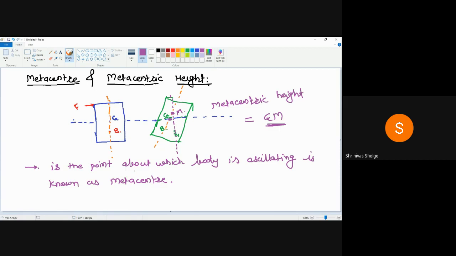Are you clear about this metacenter and the metacentric height? Is it clear? Then we will move towards the next and the last point, the stability of submerged and floating bodies. Is it clear?